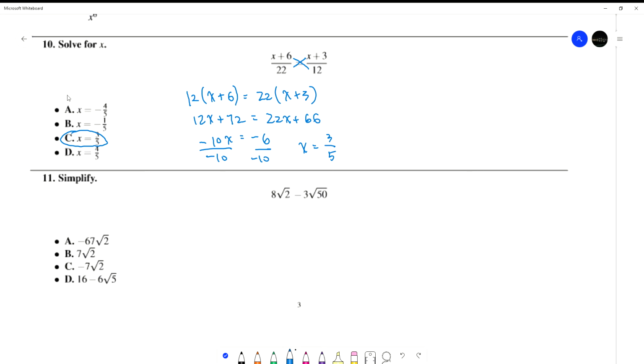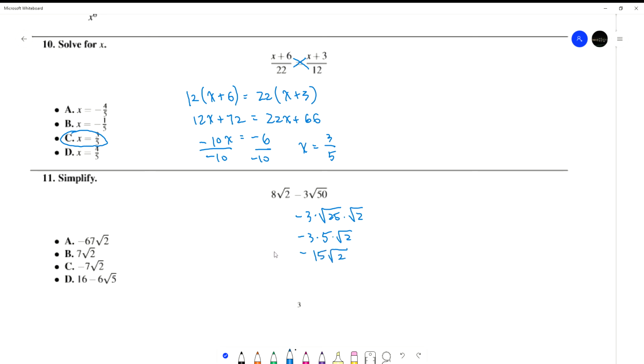Next is a radical expression. You do want to simplify all radicals. Therefore, I look at 8 radical 2. That's already simplified, right? And then I look at the 3 radical 50, which can be simplified here, right? So this is basically minus 3 times radical 25 times radical 2, which is minus 3 times 5 times radical 2, which finally gives us minus 15 radical 2.